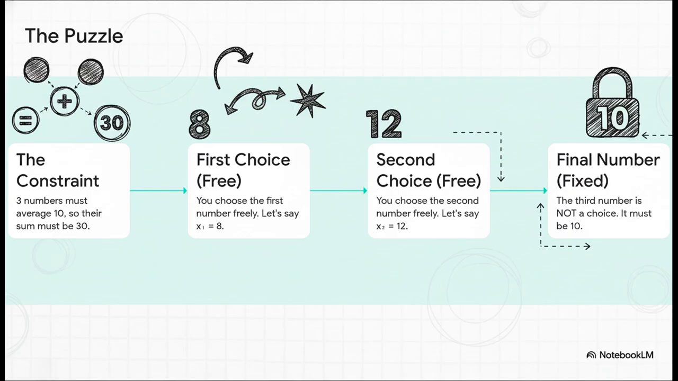So let's play. Go ahead, pick the first number, anything you want. Let's say you pick 8. Perfect. Okay, now pick the second number. Again, complete freedom. How about 12? Cool. So far we've got 8 and 12, which adds up to 20. Now, what about that third and final number? Do you have a choice? Think about it. Nope, you have no choice at all. To hit our target of 30, that last number is totally locked in. It must be 10. Your freedom just ran out.